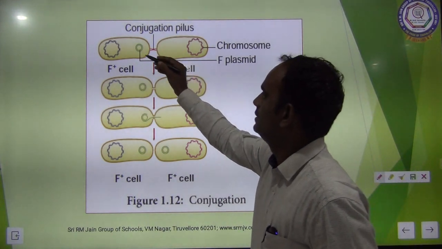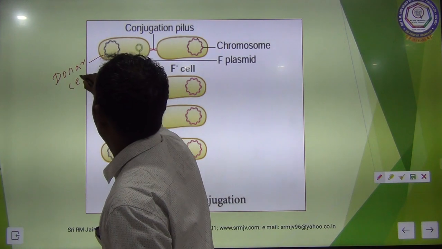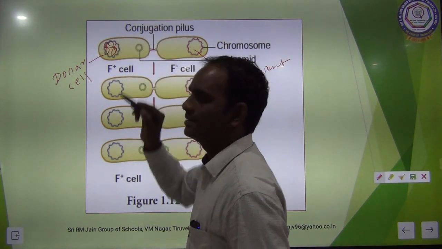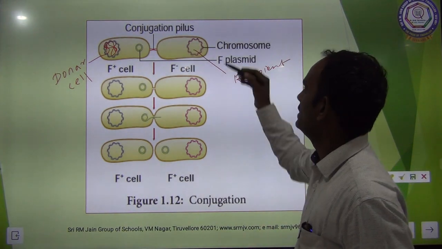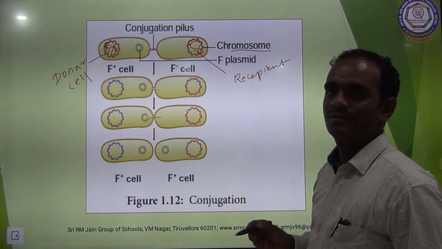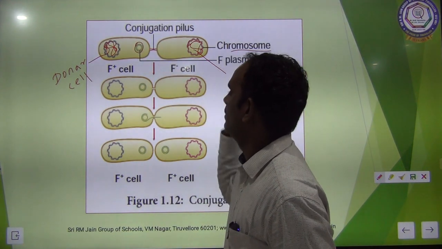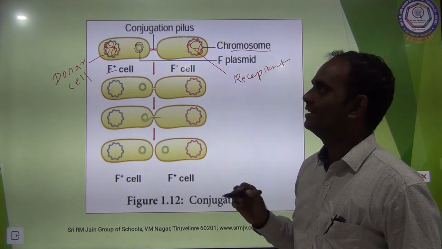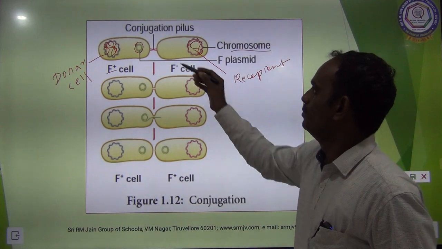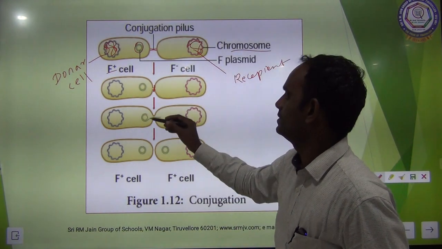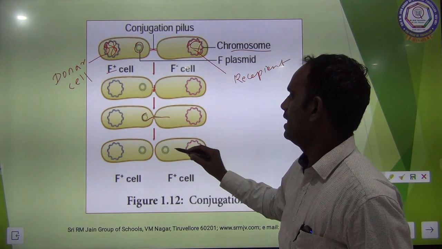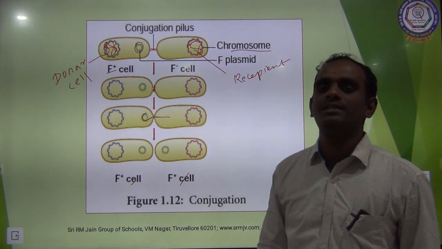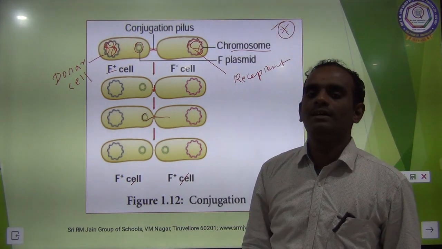See the picture here. This is donor cell and this is recipient cell. Clear children? And what is this? Bacterial chromosome, donor bacterial chromosome. Here recipient bacterial chromosome. So in this cell it has double stranded DNA plasmid, extra chromosomal double stranded DNA plasmid. If the cell contains plasmid, it is said to be F plus cell. Here there is no plasmid, so it is F minus. Both these are connected by a pilus, conjugation tube. So see here, one of the strands goes here, and both these cells attain the double stranded form and become F plus again, and this also F plus. This is called conjugation. This is a very important question. Please learn properly. Clear children?